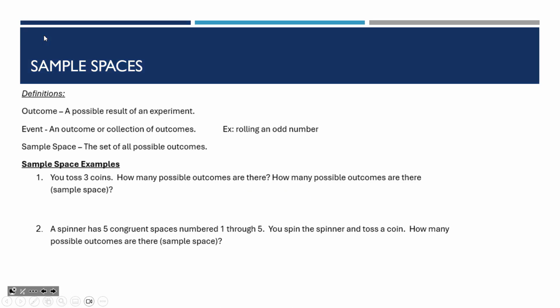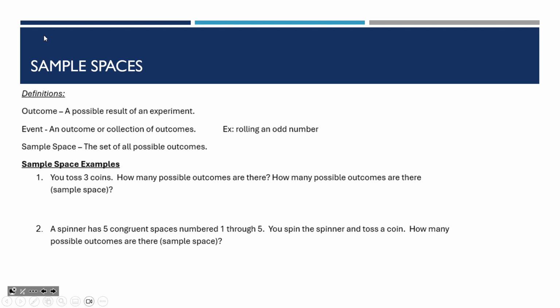So here's some definitions. We're going to start with talking about a sample space. But before we do, here's some definitions. An outcome is a possible result of an experiment. For example, an experiment might be like flipping a coin, rolling a die, picking random names out of a hat. And an outcome would be one of those possible results.